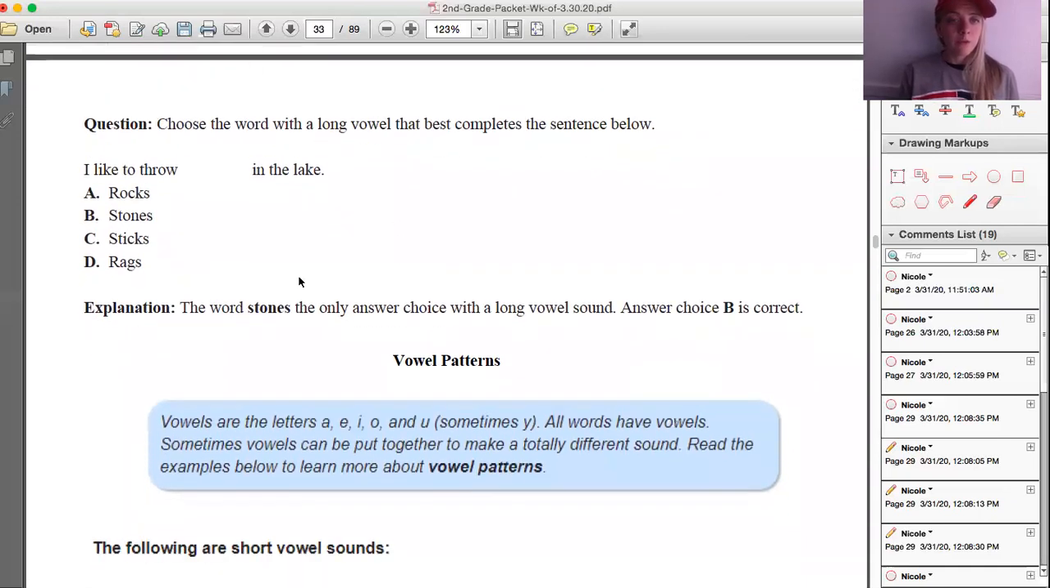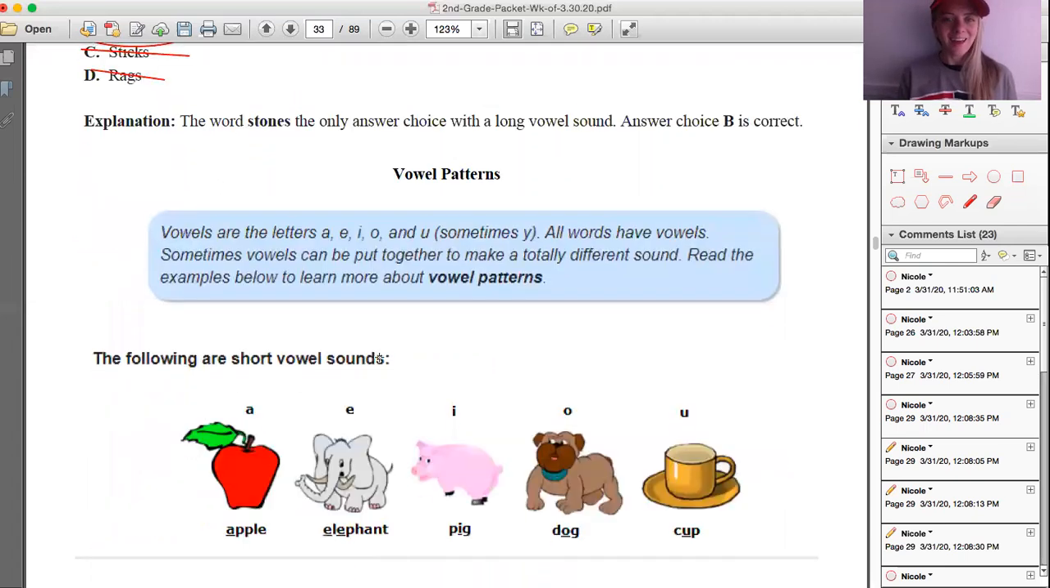And another example for the long vowel, remember long vowel says the letter, so rock. Books would not be the correct one. Sticks would not be the correct one. And rags would not be the correct one. Those are all short vowel sounds. So your only long vowel word is stones, O. I like to throw stones in the lake.